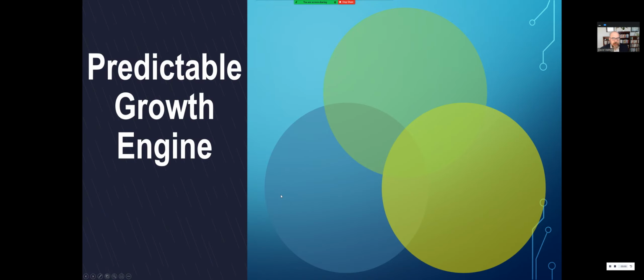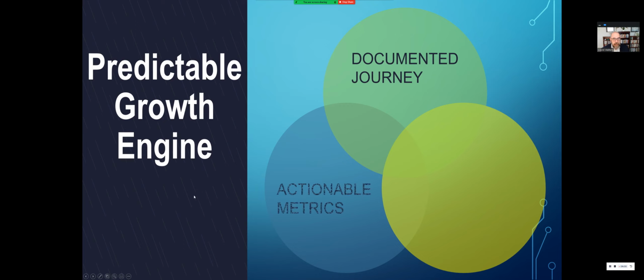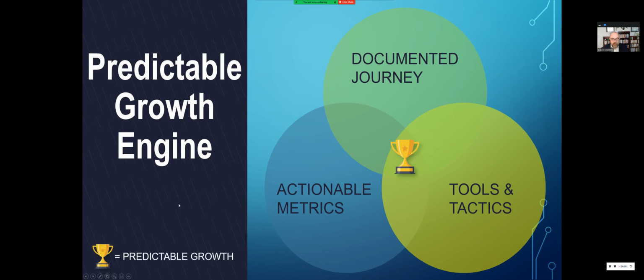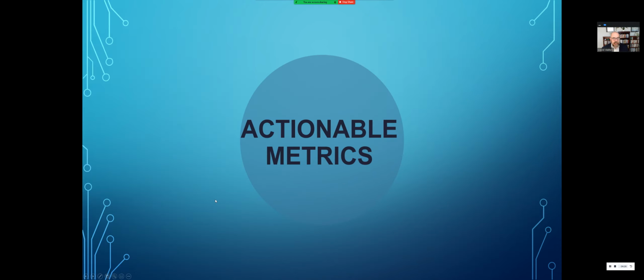In order to have a predictable growth engine, we need to implement three subsystems. We need a documented journey, we need actionable metrics, and we need tools and tactics. If we have all these together, we have predictable growth. We can define and manage our growth. And just like any other system, we can increase the volume at one end to increase the output at the other. If we only have two out of the three in place, we end up with a number of problems that we'll talk about more in a future presentation.